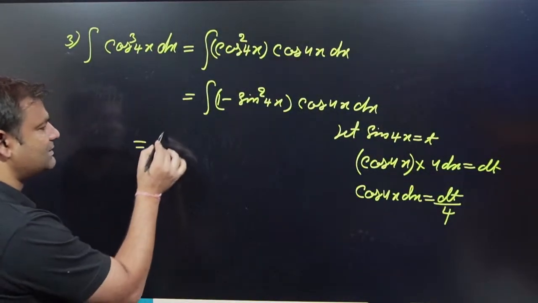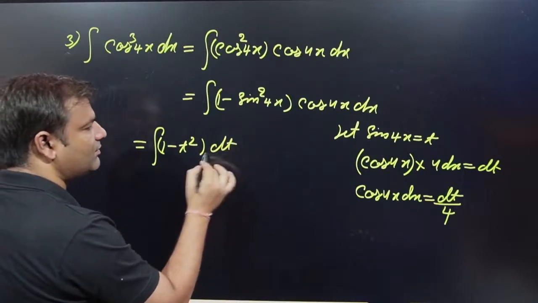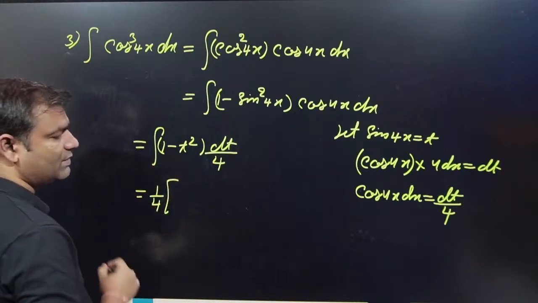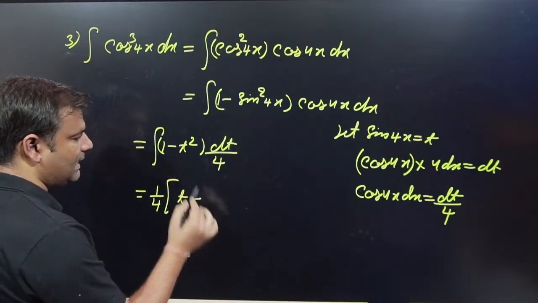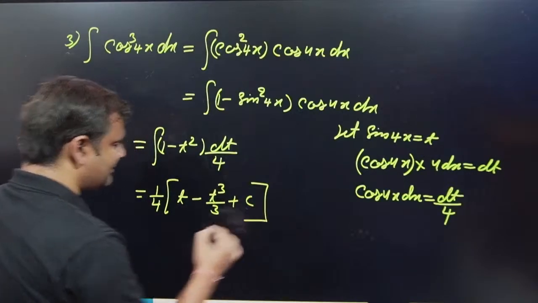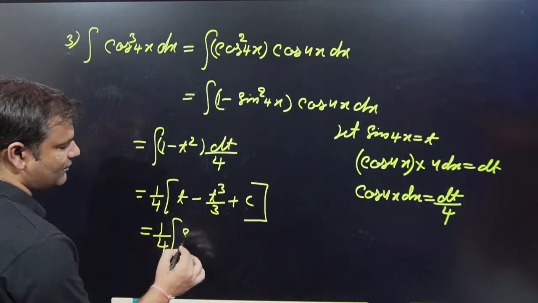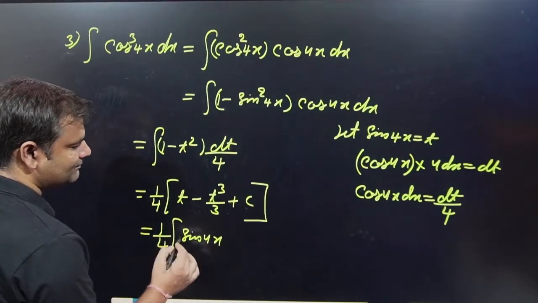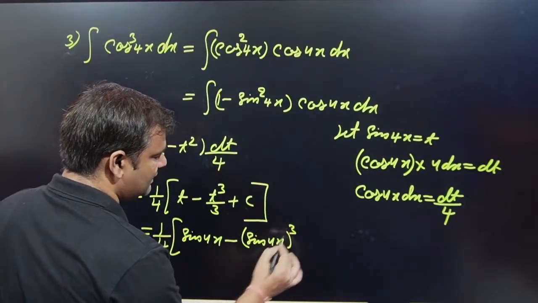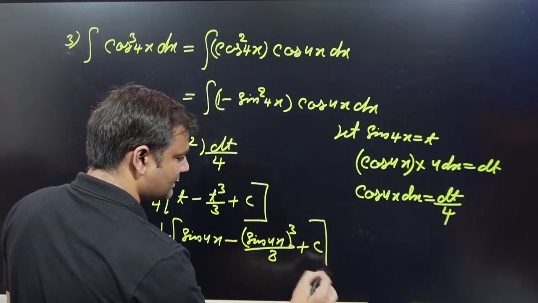So you can say that 1 minus t square, dt by 4. So 1 by 4 integration of 1, simply t, and integration of t square is t cube divided by 3, plus c. Now t is replaced finally by sin 4x, so it is sin 4x to the whole power 3 divided by 3, plus c. This is the right answer.